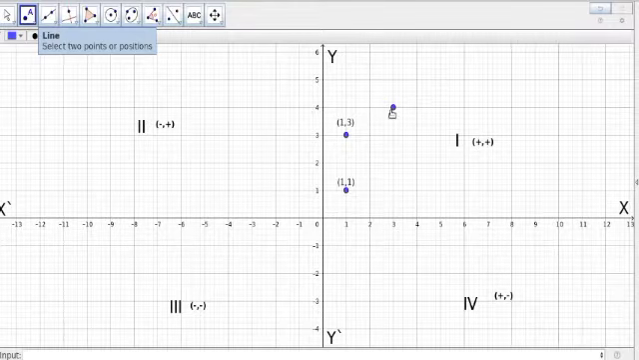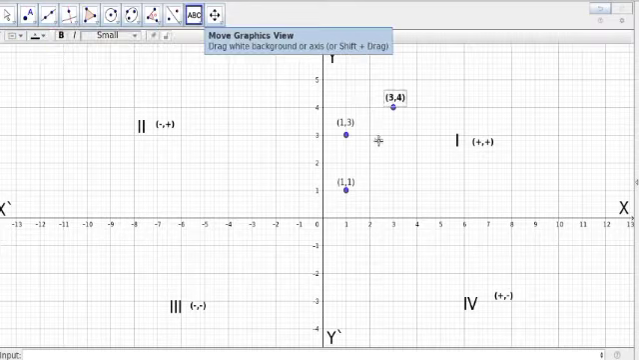Then what about the coordinates of this point? The coordinates of this point are 3, 4. First we write the x coordinate, then we write the y coordinate. So the position of this point is 3, 4.